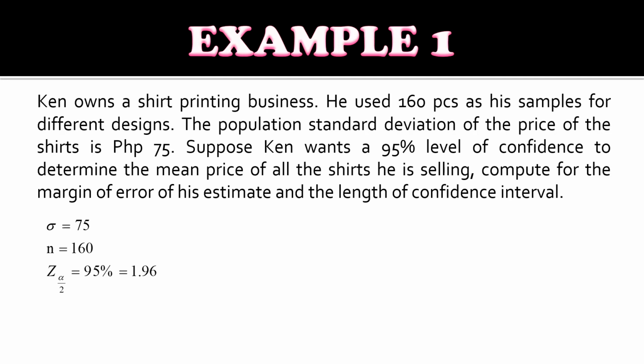So the given we have: the population standard deviation, which is 75. n is 160. Then we have the value of z for 95%, and if we refer to the table earlier, that's equivalent to 1.96.